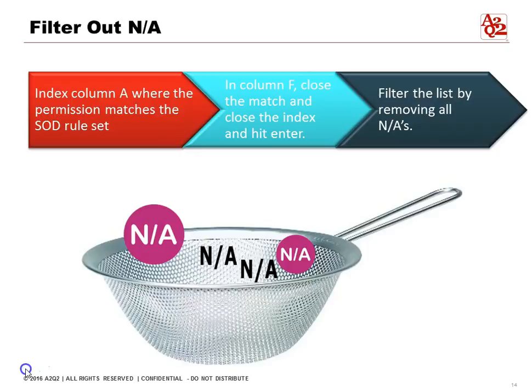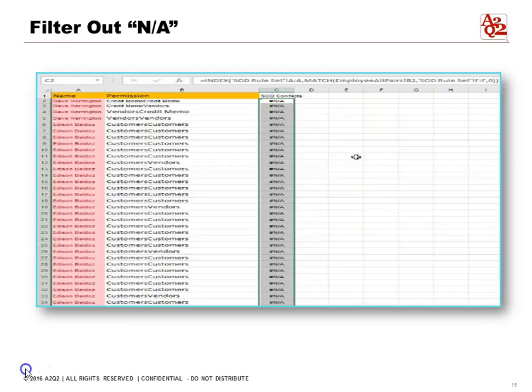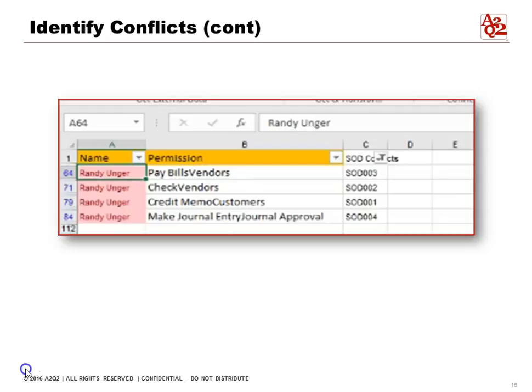So that's the overall process. We'll show you what that looks like. Exact match, close the index and hit enter. And we filter out and remove all of the NAs in column C. Then we find that we have all 4 conflicts and they're related to Randy.